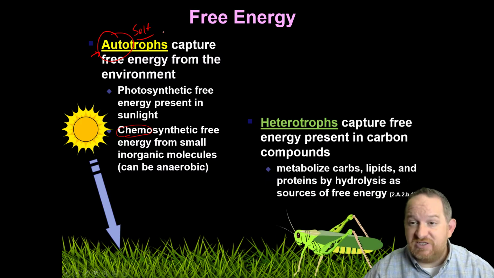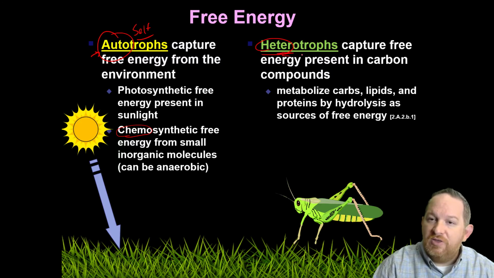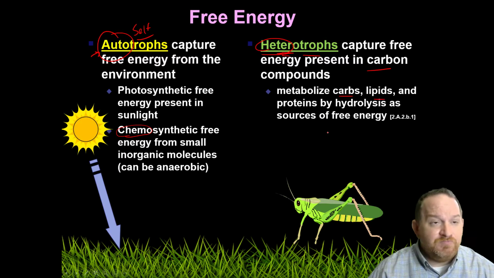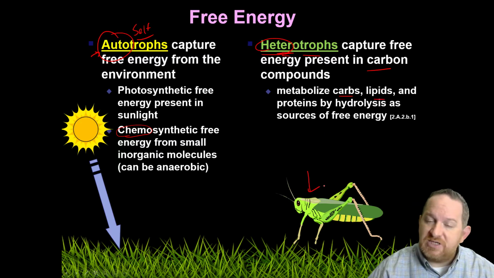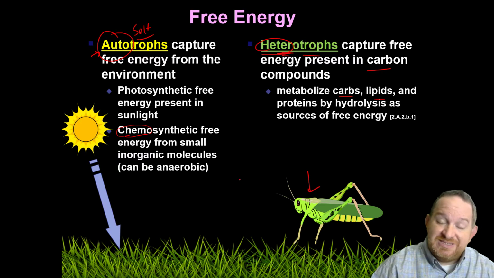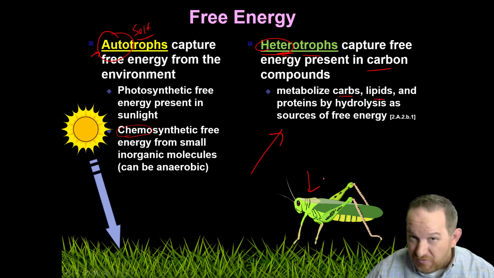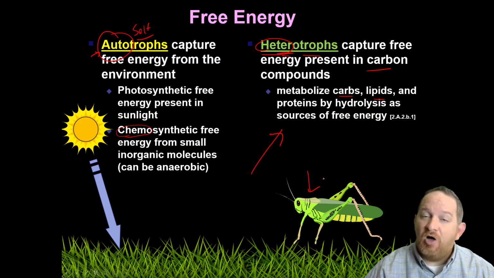Now, what about the rest of us? The rest of us are heterotrophs. We need other things for our energy. So we get energy in carbon compounds, right? Carbs, lipids, proteins. We break those down, we hydrolyze them to get free energy. And of course, you can see the grasshopper is an example of a heterotroph. So the focus of today's video is really about heterotrophs. How do heterotrophs get, utilize, and manufacture all the energy they need?